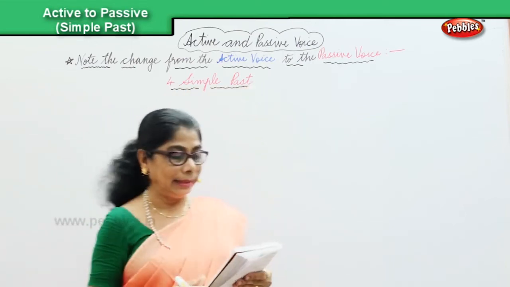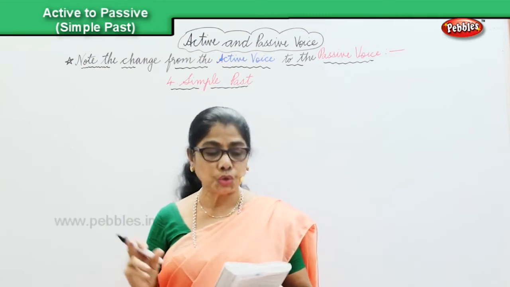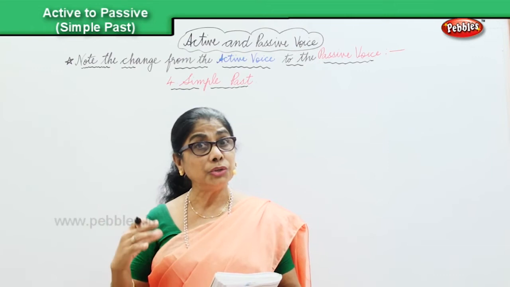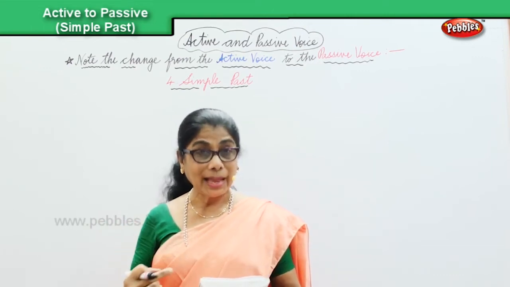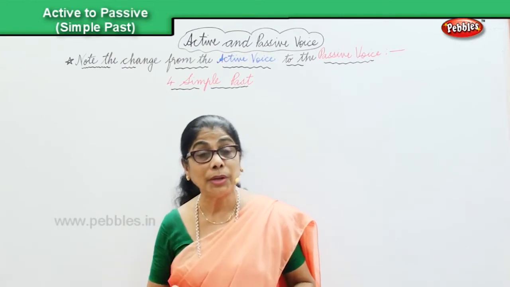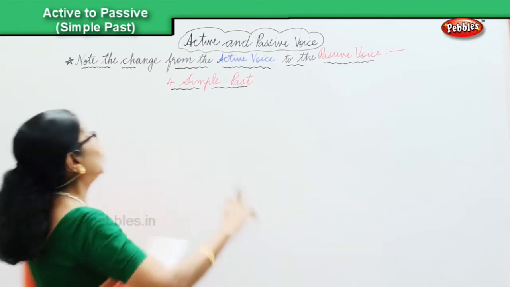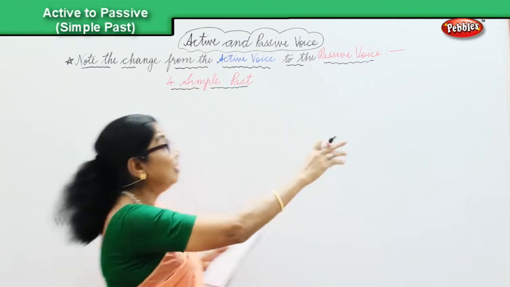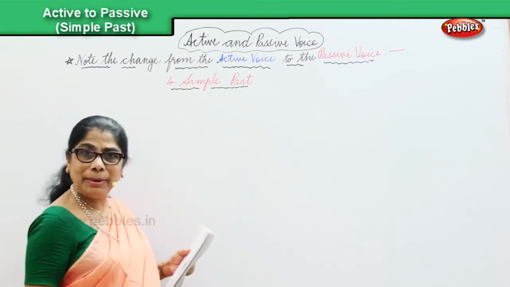Okay? Like example, Hari stole my book. Simple past. Hari stole my book. And when you change over into passive, my book was stolen by Hari. Note the change from the active into the passive when we do the simple past.